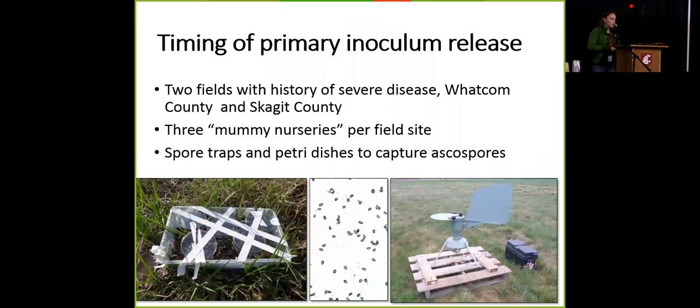So in order to determine the timing of primary inoculum release, 2 fields were selected with a history of severe disease, one in Whatcom County and one in Skagit County. And I placed 3 so-called mummy nurseries in each field site, which was pretty much just a bucket where the bottom of the bucket was removed, and about 50 mummies were placed in these buckets that were used to monitor for apothecia development. Then to determine when ascospores were released in the field, I used spore traps and petri dishes to capture these ascospores. And in these photos here on the right, you see what a spore trap looks like. So a spore trap uses an airflow that captures the ascospores onto a rotating tape that is covered in petroleum jelly. Then I take these tapes to the lab and determine the ascospores on the surface. And that's it. The ascospores look like this photo in the middle once you see them under the microscope.